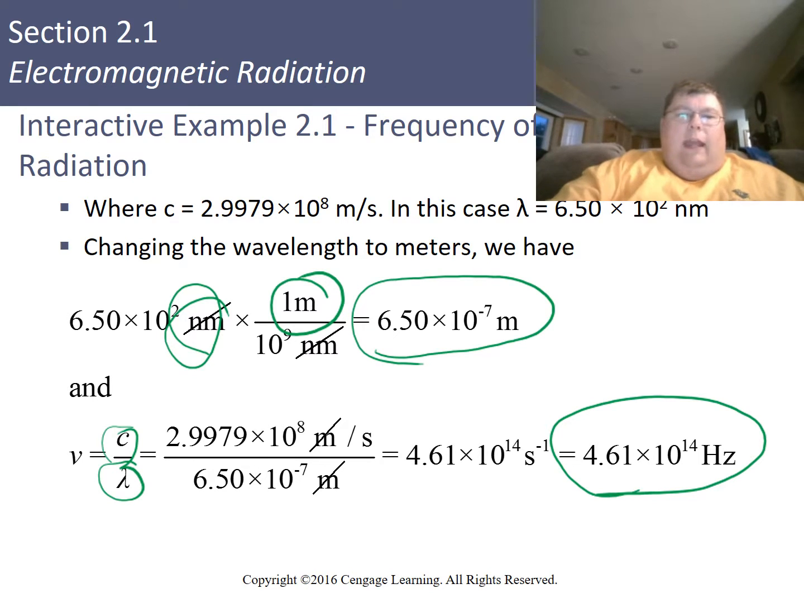We are given nanometers, so we need to convert the nanometers into meters. And remember, 10 to the 9th nanometers is 1 meter, okay? So you could have just moved the decimal place 9 spots and gotten 6.50 times 10 to the minus 7 meters, okay? So putting in our value for the speed of light and our value for the wavelength, 2.9979 times 10 to the 8th meters per second over 6.50 times 10 to the minus 7 meters, gives us 4.61 times 10 to the 14th inverse seconds, or 4.61 times 10 to the 14th hertz.